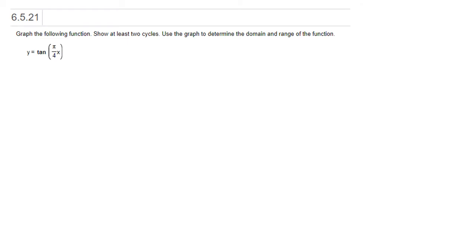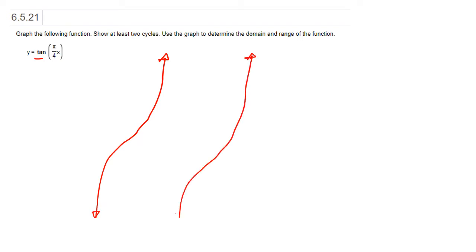Graph the following function and show at least 2 cycles. In other words, two full periods. Okay, now the graph of a tangent function fundamentally looks like this. There's 1 full period of it. So 2 full periods is going to look like this.